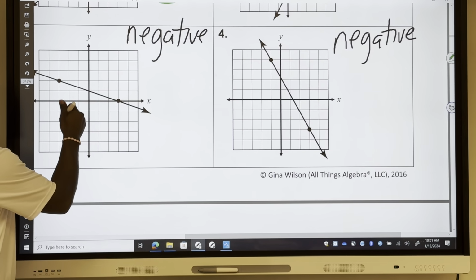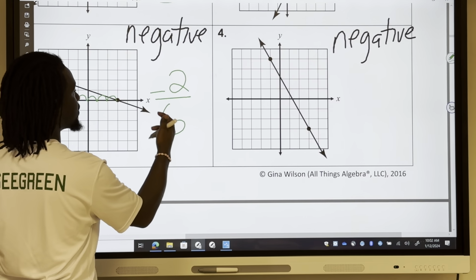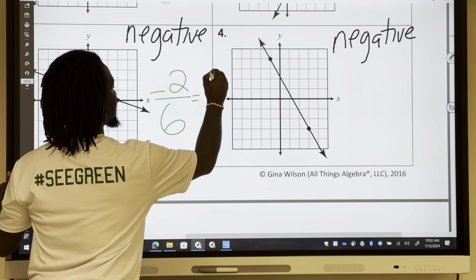To simplify that, okay, both of these are positive numbers. I can divide them both by 2. And this in simplest form is going to be negative 1/3. Again, if you don't know how to simplify, all I'm doing is dividing both of these by 2. So 2 divided by 2 is 1. 6 divided by 2 is 3. Okay, so this is my slope, 1 over 3.